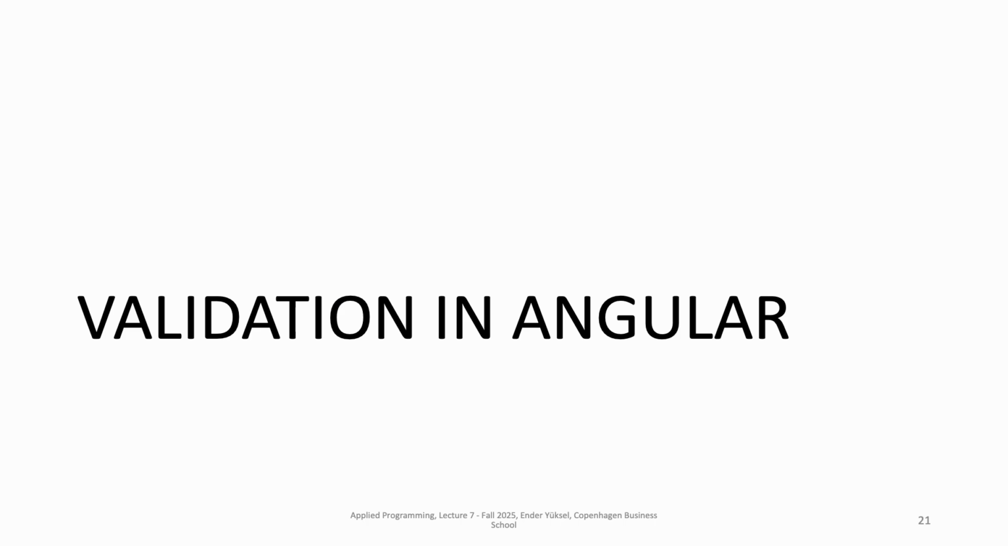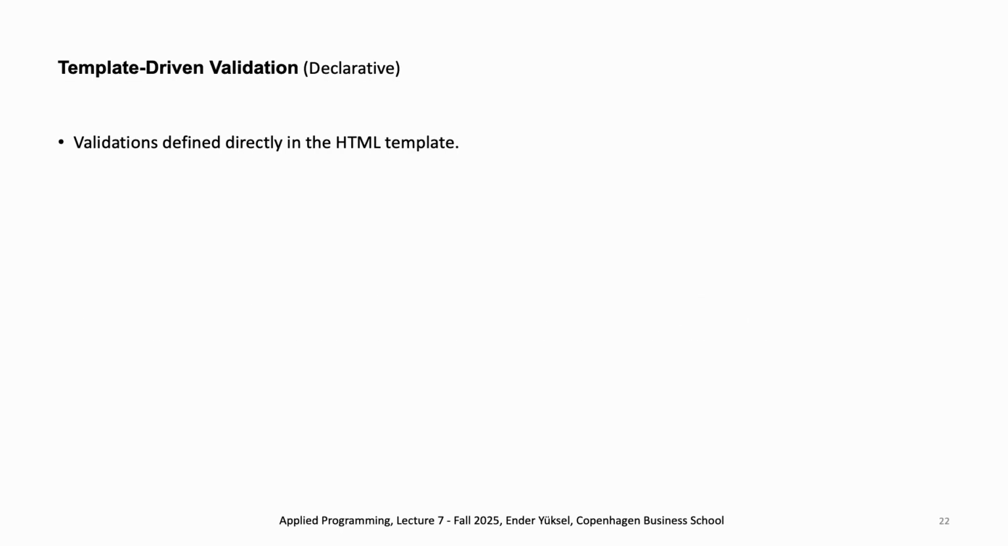Let us look into validation in Angular. There are two different types of validations. One type is the template-driven validation. This is also called declarative. Here the validations are defined directly in the HTML template. The other type is called reactive forms validation. It's more programmatic. Therefore, the validations are defined in the component's TypeScript code.